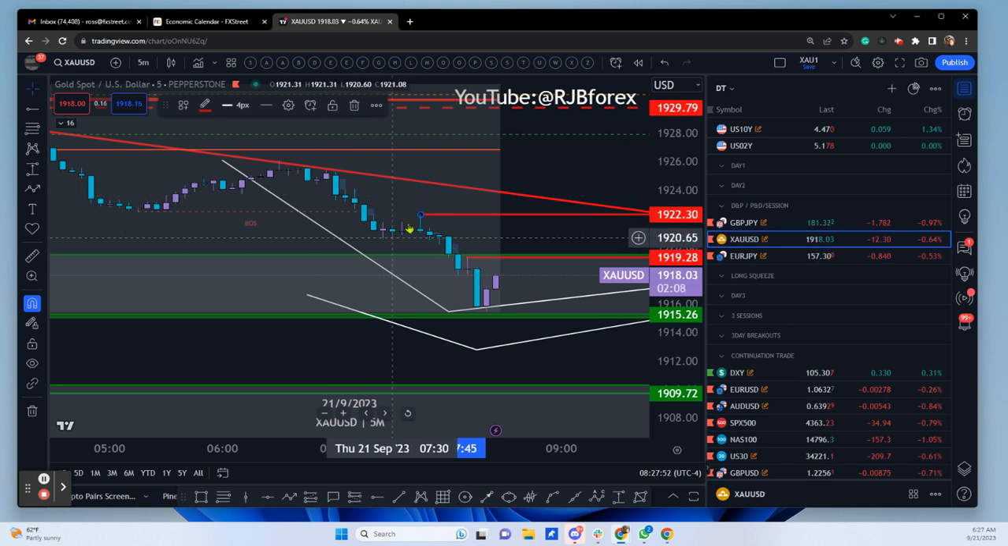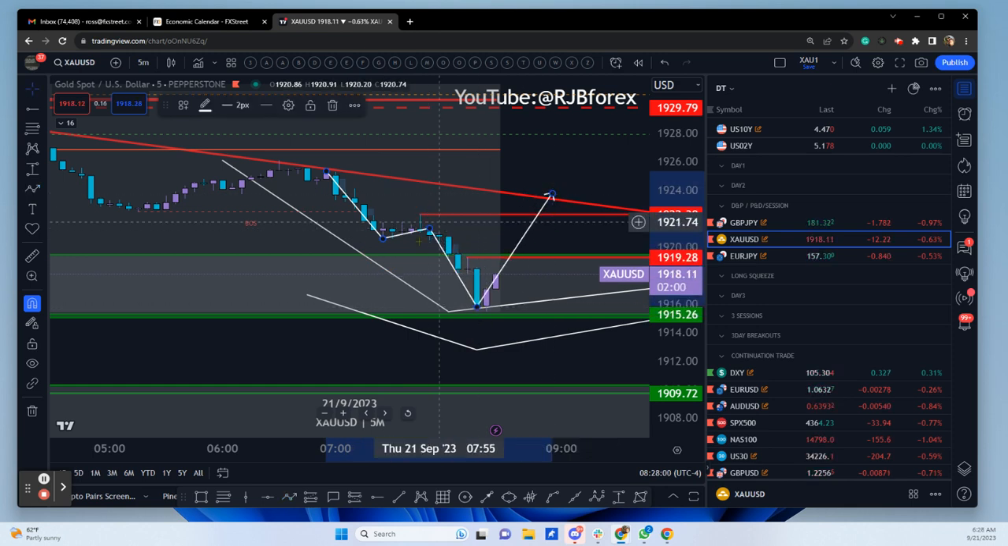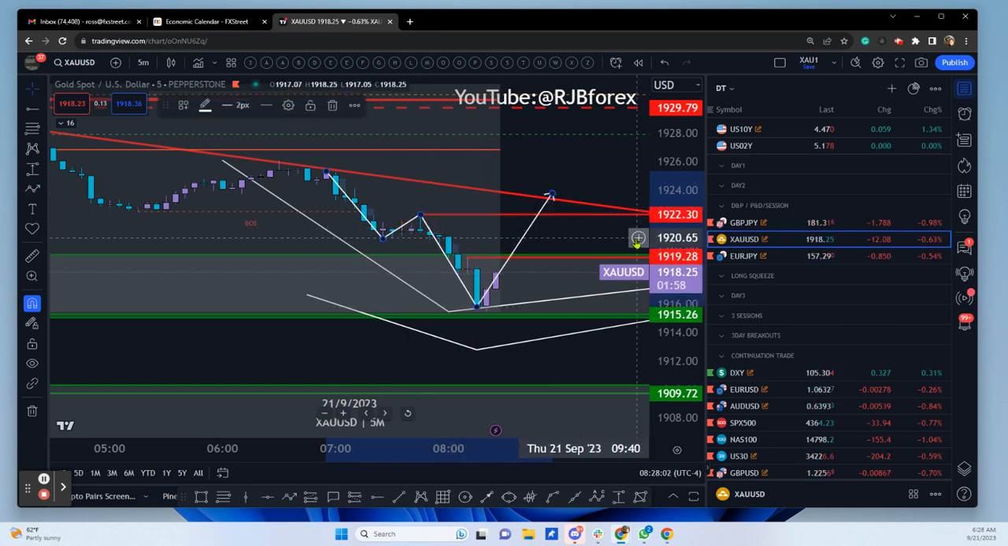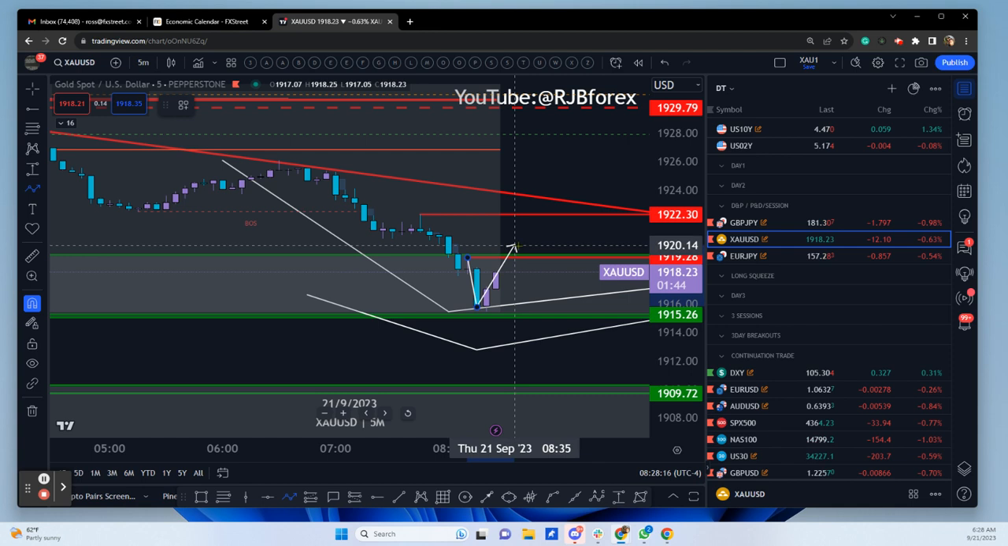So down, up, down, if that makes sense. So right, that's the swing structure we need to break to really confirm the bullish bias. But what I'm looking for here on a break of this level is confirming that we might be putting in a low for the day.